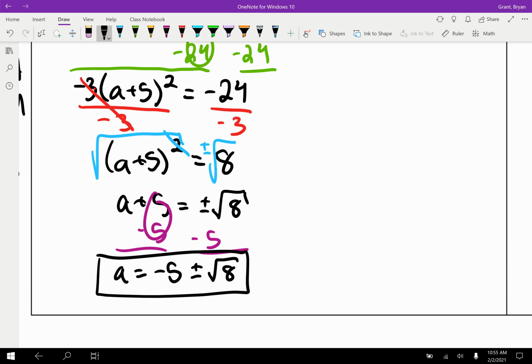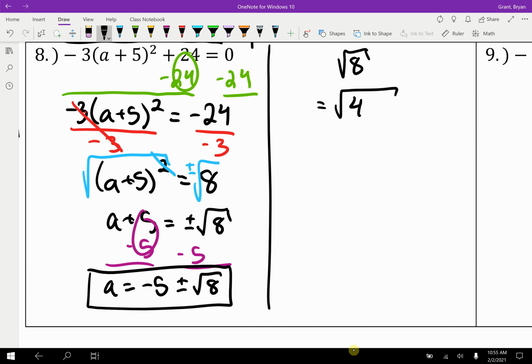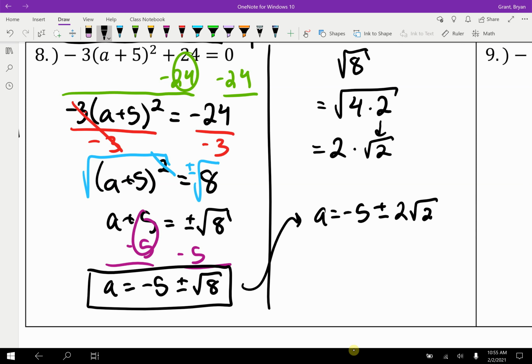And although this is the right answer, guess what we have to do with the square root of 8? Oh yeah, we need to simplify. But the square root of 8 is a pretty easy one to break down. I see a perfect square in there, a perfect square of 4. So we can go through and take the square root of 4. The square root of 4 is 2. This guy doesn't have a nice square root, so it stays here. And thus we find our final answer of a equals -5 plus minus, and it's not the square root of 8, it is 2 square roots of 2.